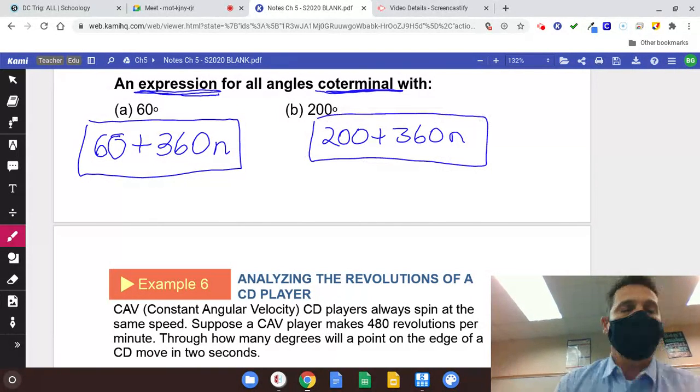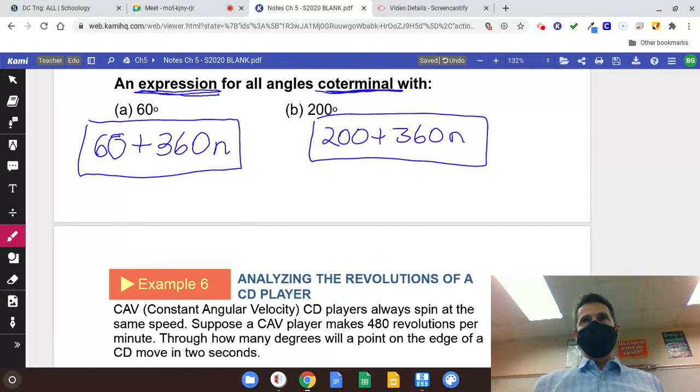Now you could argue, well, can I say minus 360 n? Yeah, I suppose that would work. All you're trying to do is just generate something that's 360 degrees away. And that's it.